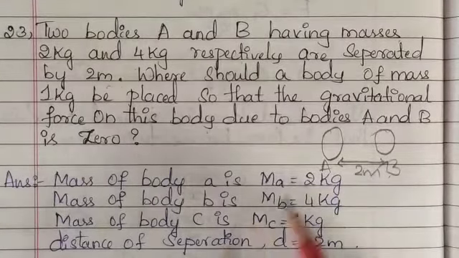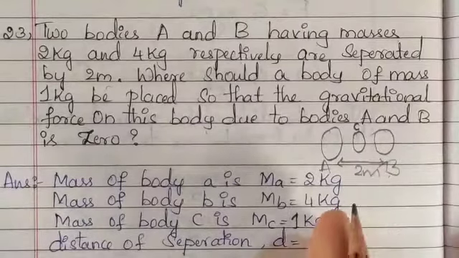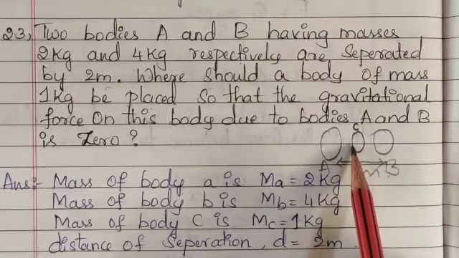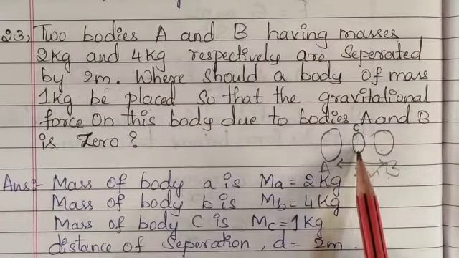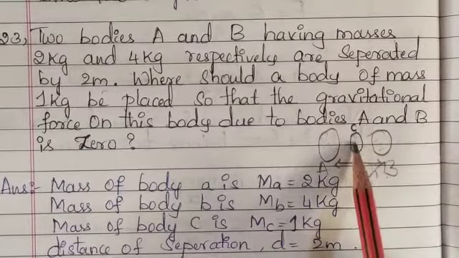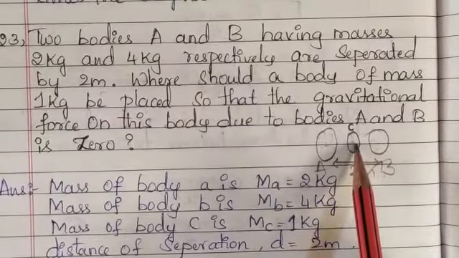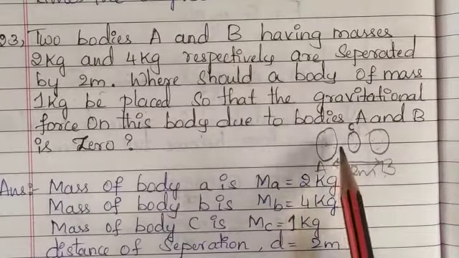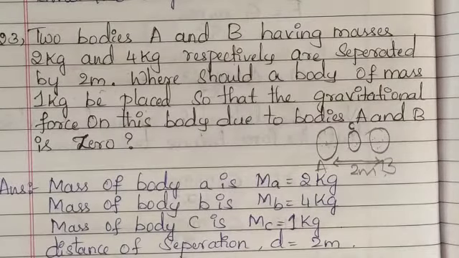Now I have to place a 1 kg object, that is object C, in between them so that the force of gravitation between them becomes 0. That means before placing this object C, there will be a force between A and B objects, isn't it? When I keep the C object in between them, the force of gravitation between them becomes 0. Why? Because there is another object, so there won't be any force between A and B, but there may be a force between A and C, and there may be a force between C and B, isn't it? So the force between A and B won't be there, but the force between A and C will be there, and C and B will be there.